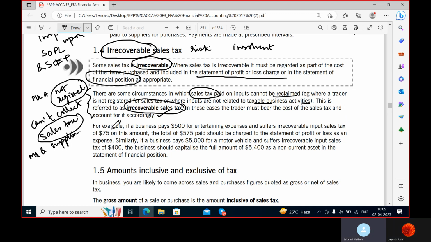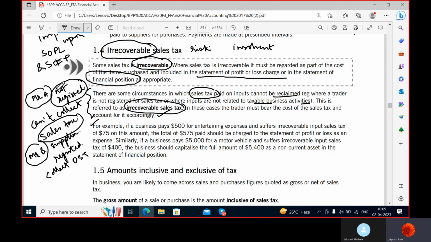Ma'am, could you repeat it once more? See, we are talking about two traders. Mr. A is the trader, Mr. B is the supplier. Mr. B is registered. Okay. So when he is a registered trader, definitely he can collect sales tax upon his goods sold. So he can collect output sales tax. Okay.